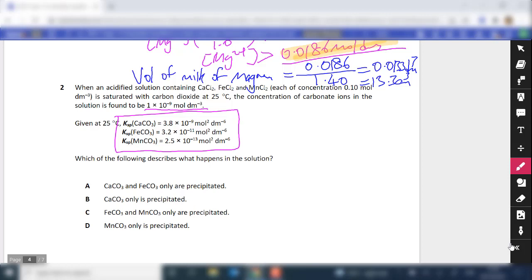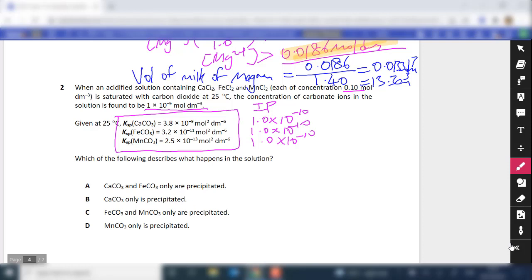So in this case, what we can easily do is just to calculate the ionic products of the various carbonates. So in this case, the ionic product of calcium carbonate would then be 0.10 multiplied by 1 times 10 to the power of minus 9. So I'm going to get 1.0 times 10 to the power minus 10. Yeah, so the ionic product will be the same throughout, 1.0 times 10 to the power minus 10.